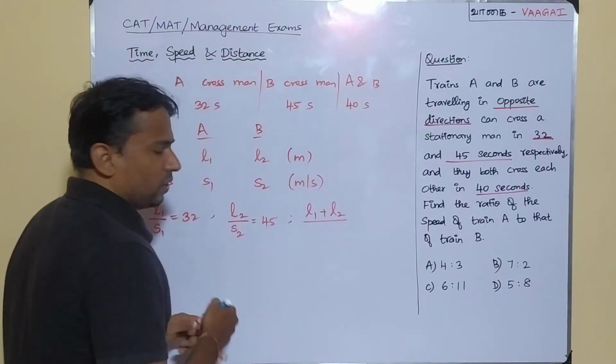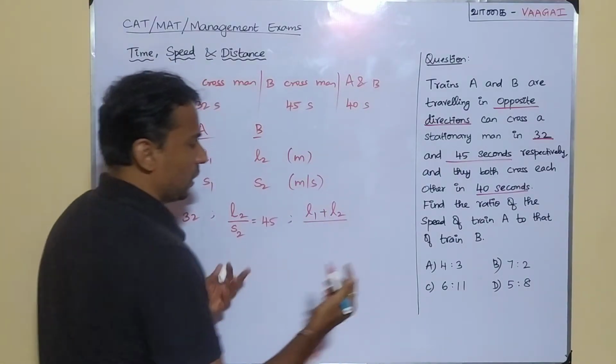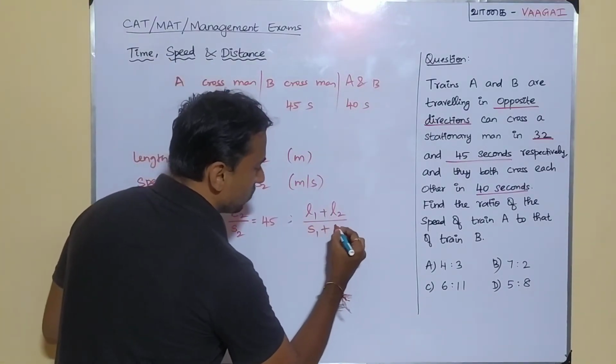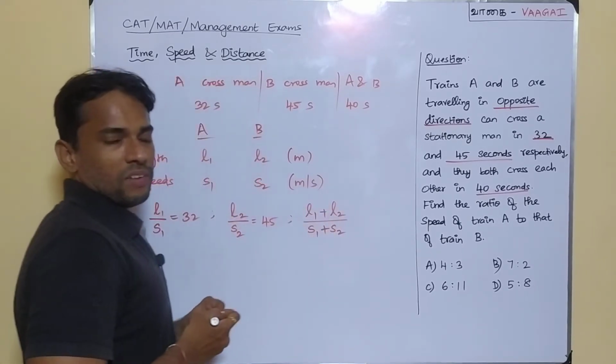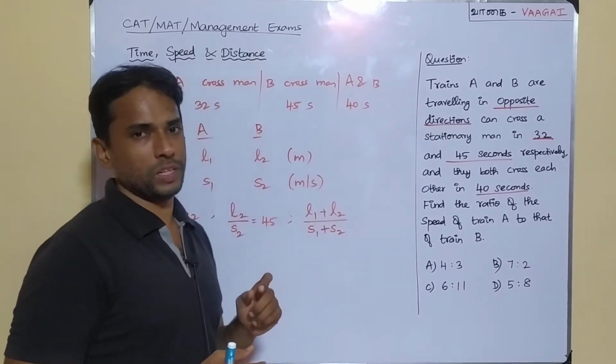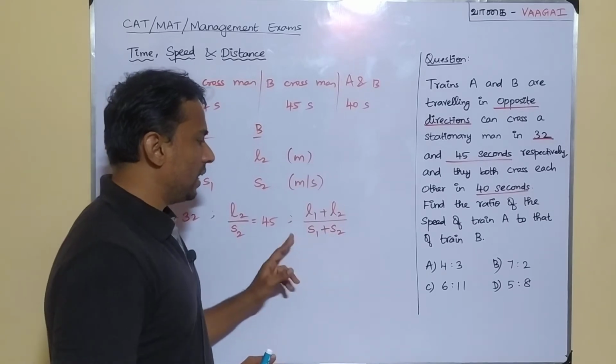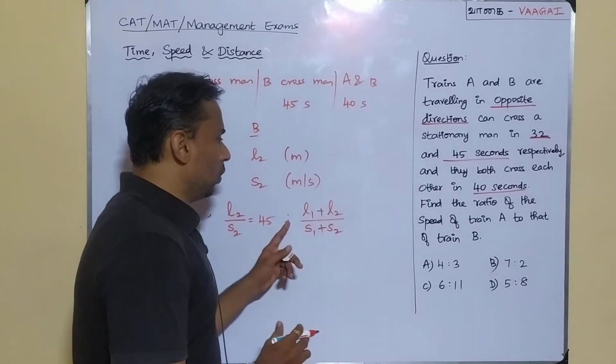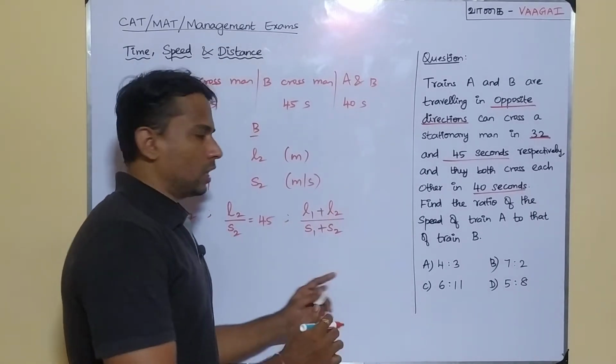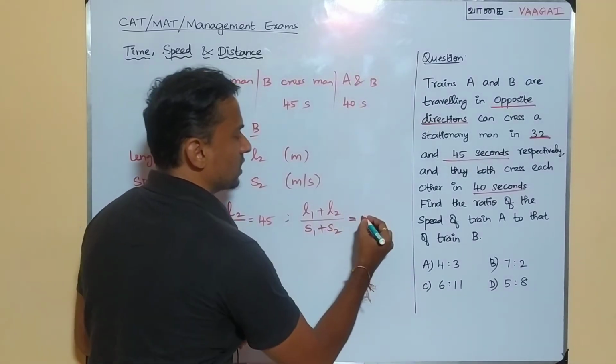Okay, I'm sorry. We have to take the sum. In that case, we have to take the addition, the sum of the two speeds. So we just have to add S1 plus S2. So L1 plus L2 divided by S1 plus S2 will be equal to this 40 seconds, right?